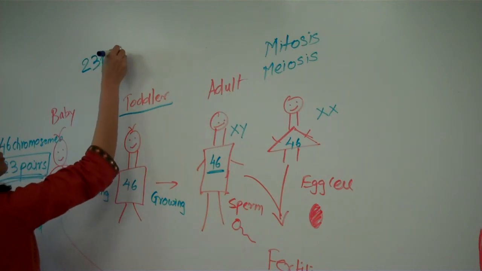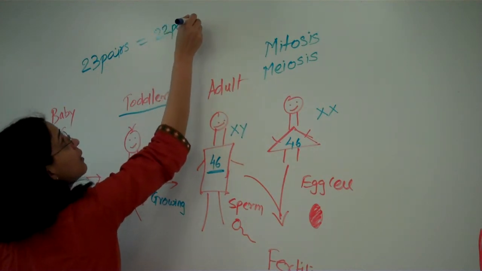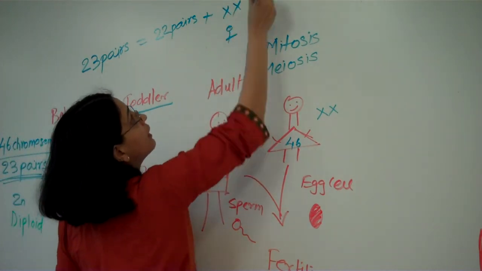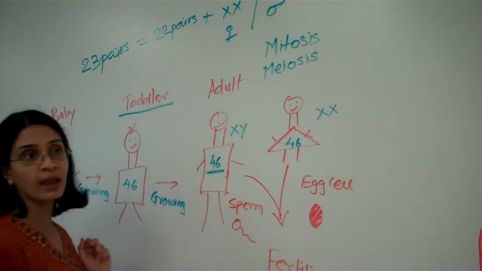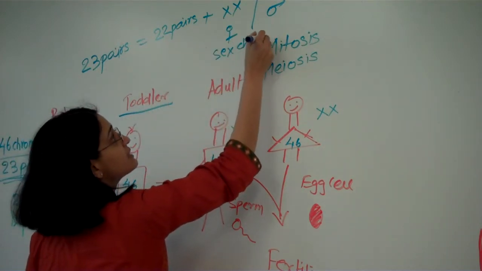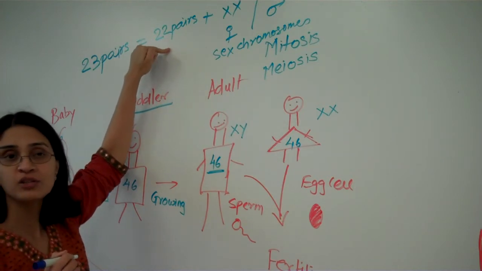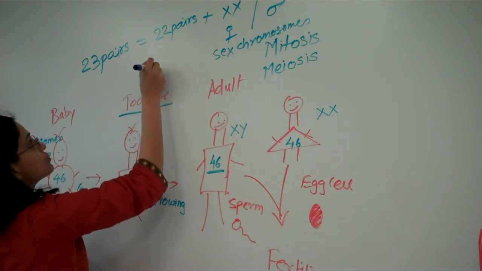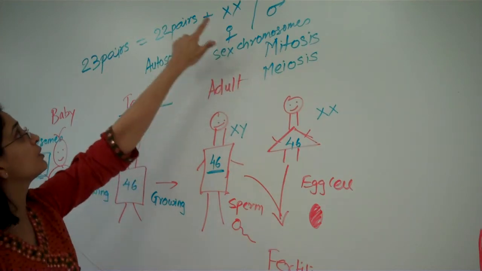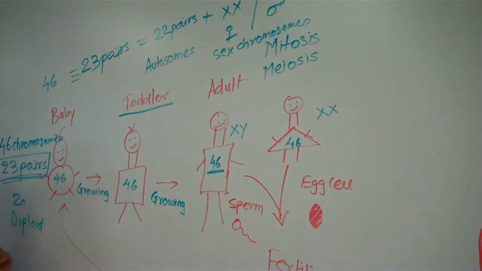So 23 pairs of chromosomes. Out of these 23 pairs, it is actually 22 pairs plus either XX if it's a girl or XY if it's a boy. XX and XY are called sex chromosomes because they determine the sex of the individual, and the 22 pairs, which carry genes that are responsible for housekeeping functions, are called autosomes. So autosomes plus sex chromosomes in totality make 23 pairs of chromosomes, or a total of 46 chromosomes in the human species.